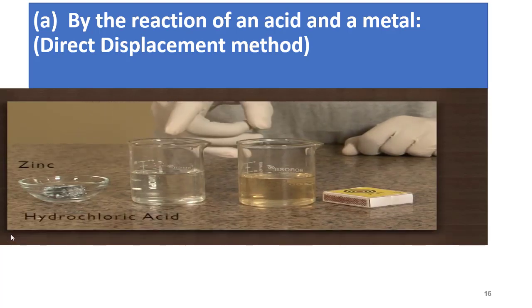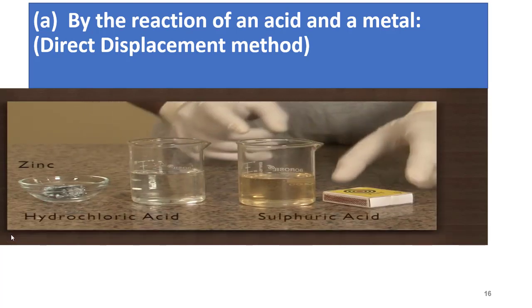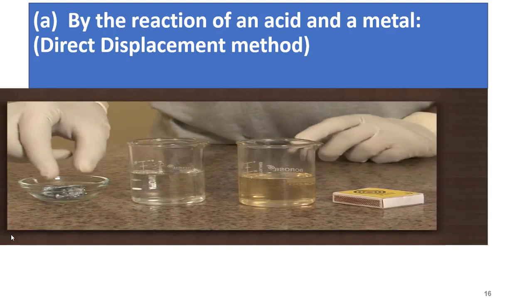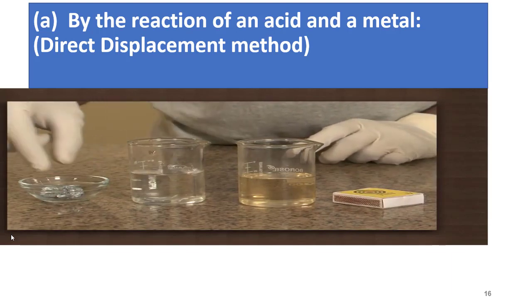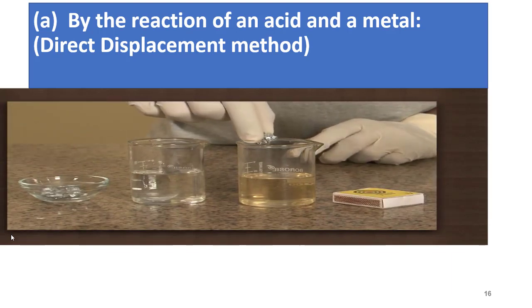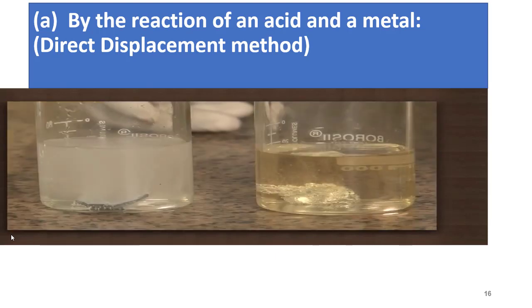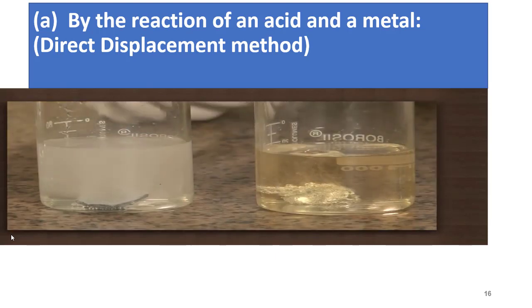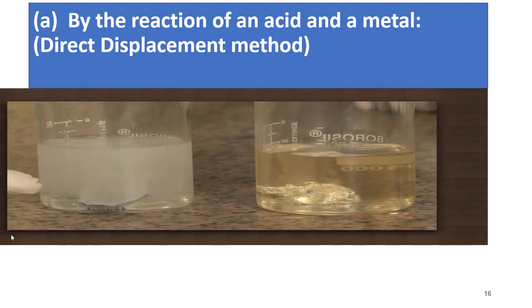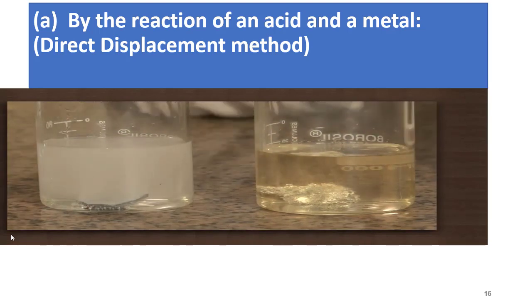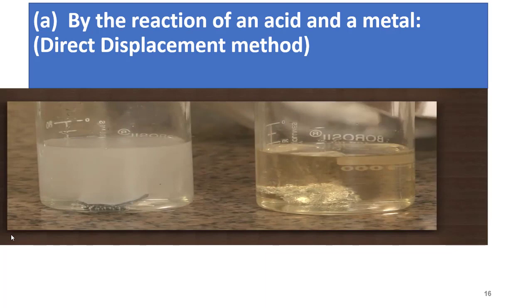This is a zinc metal and hydrochloric acid and sulfuric acid. These are 2 acids. Now we are adding metal in the acid. Metal will react with acid and a gas evolves. You can observe the evolution of the gas. Acid reacts with metal and it forms salt with the evolution of the gas.